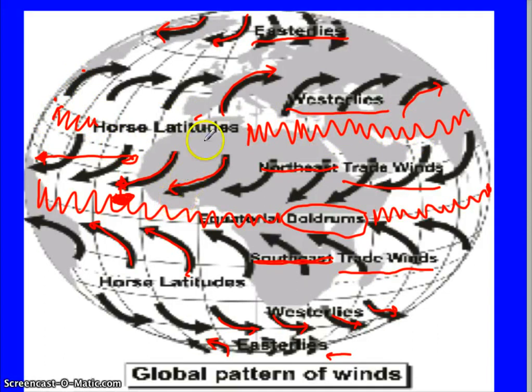Well, anyway, I'd like for you to be able to identify the easterlies, westerlies, trade winds, where you would find the horse latitudes and the doldrums, and why you have those. And it's because of the pressure and the Coriolis effect.